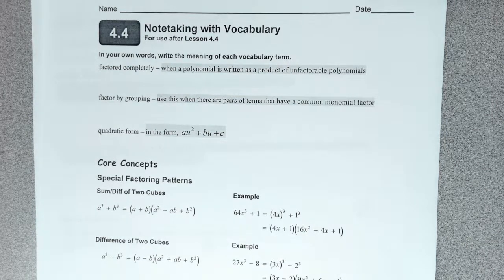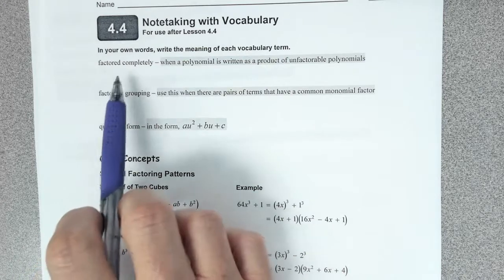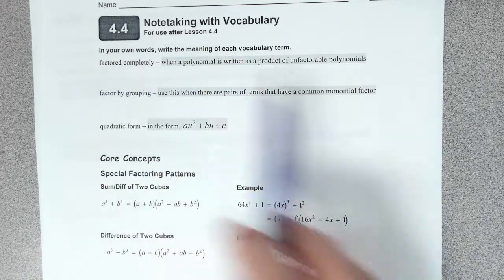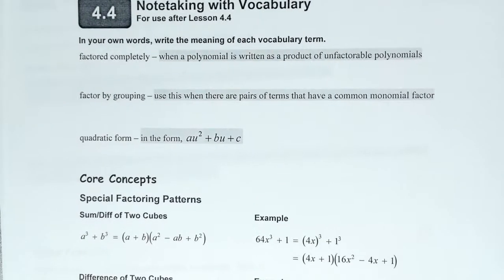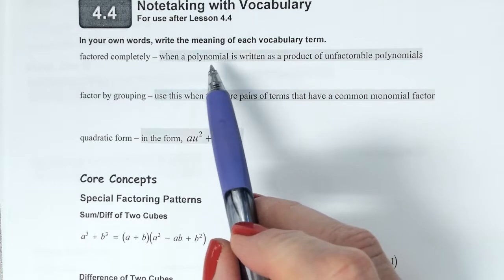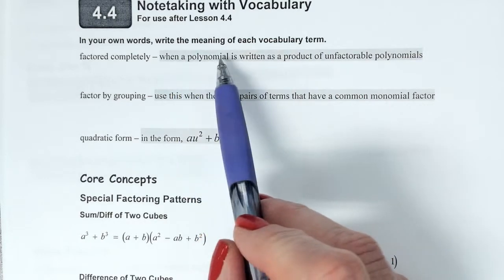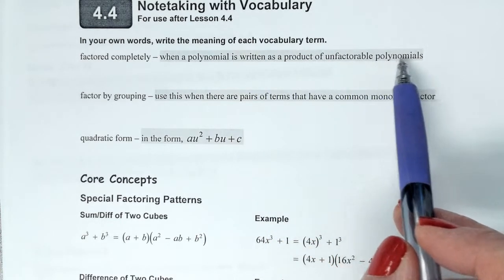All right, guys, so we are looking at section 4.4. This is on page 93, like I said. So first of all, we're going to look at some definitions here. Factored completely. So how do we know when a polynomial is factored completely? The way that we know that is when the polynomial is written as a product of unfactorable polynomials.